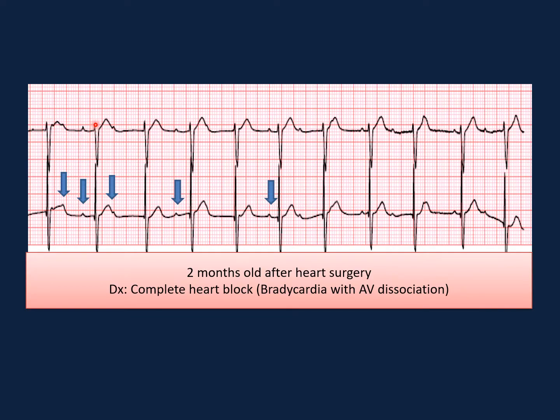If you look at the rhythm here, the rhythm looks regular, and for the heart rate for this 2 months old, we have 4 large squares between the R's, so 75 beats per minute, which is considered bradycardia for 2 months old. If you look at the P wave here, you will see the P waves in different locations. You have one here, another P wave here, another P wave here on the top or at the end of the T, another P wave here, another P wave in this location. There is no P wave here. So the QRS is independent of the P waves. So this is complete heart block, bradycardia with AV dissociation.